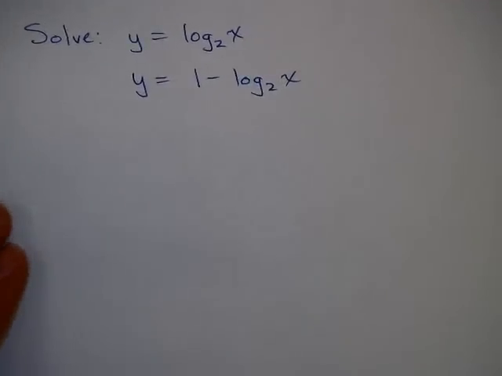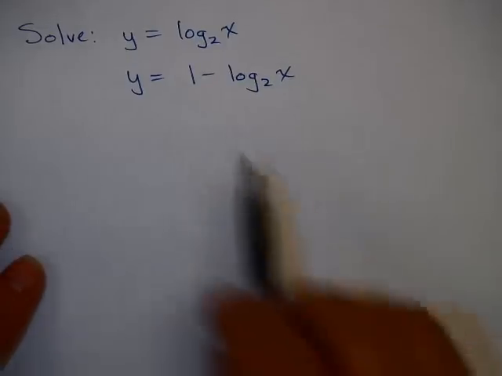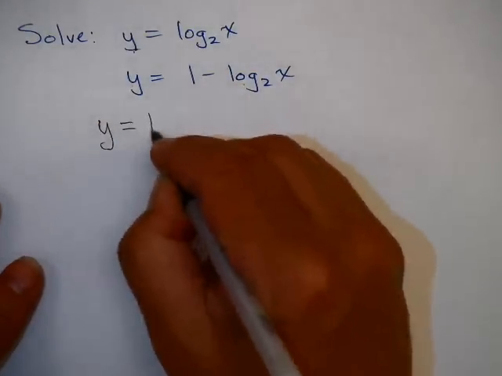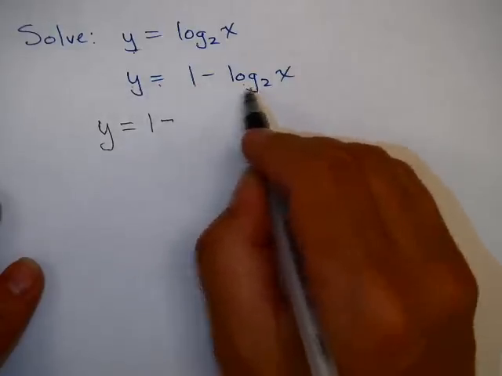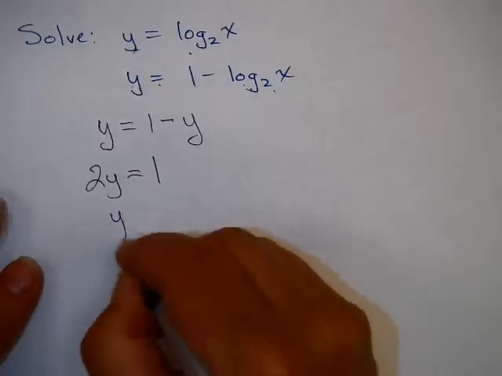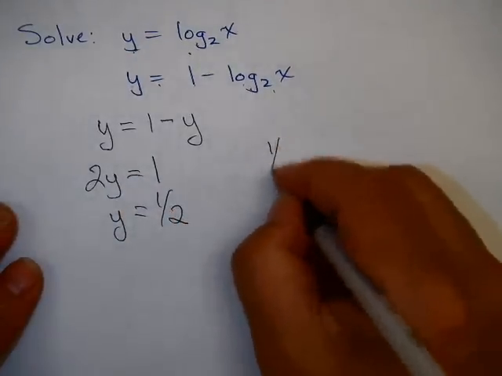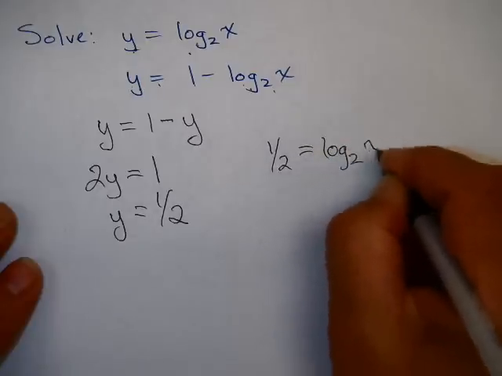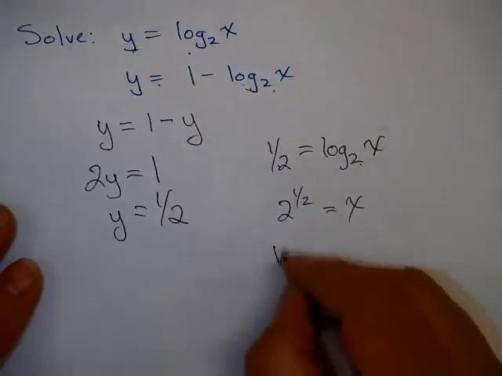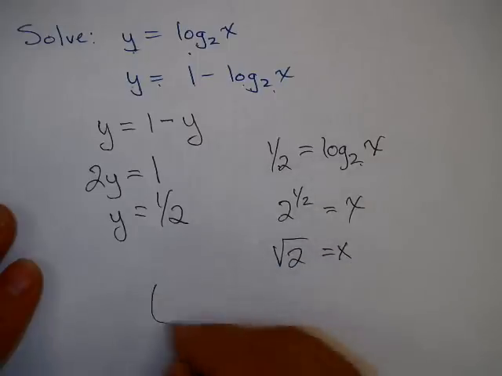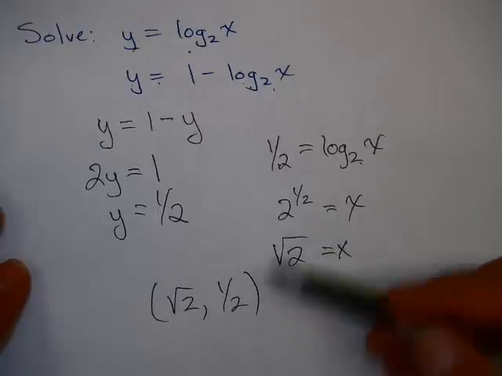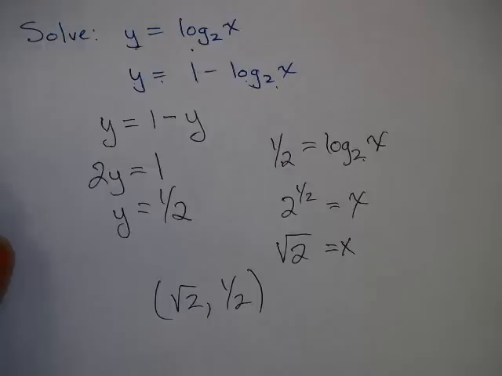One last problem, which involves logarithms. By now, you see that this is already solved for y, and that it's pretty easy for me to write this second equation as y equals 1 minus y, because log 2x equals y. That gives you 2y equals 1, or y equals 1/2. So 1/2 equals log 2x. That tells you that 2 to the 1/2 equals x, so that's square root of 2. So my solution here is square root of 2, 1/2. So this problem looked a lot more threatening than it is. That is the point of intersection between these two problems.